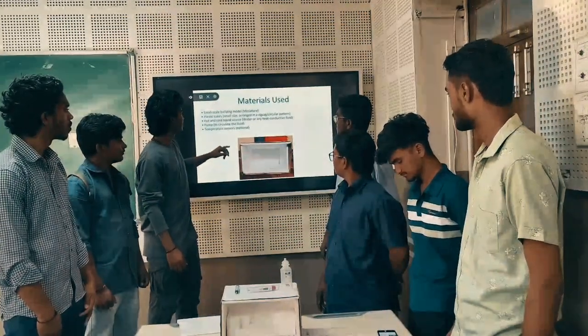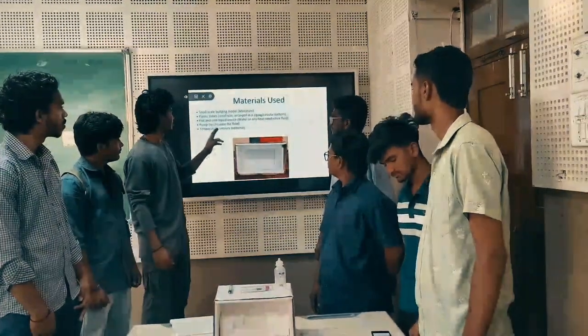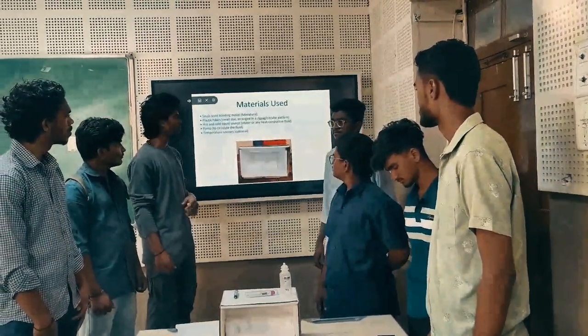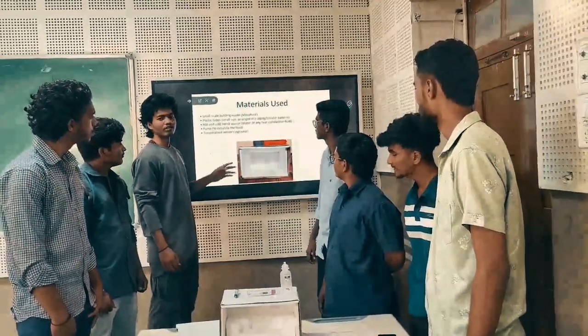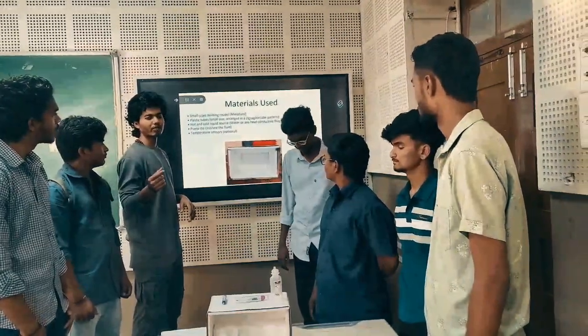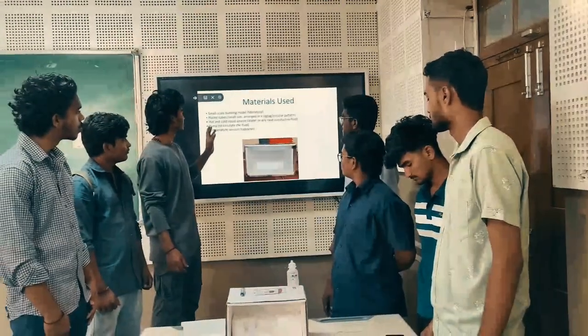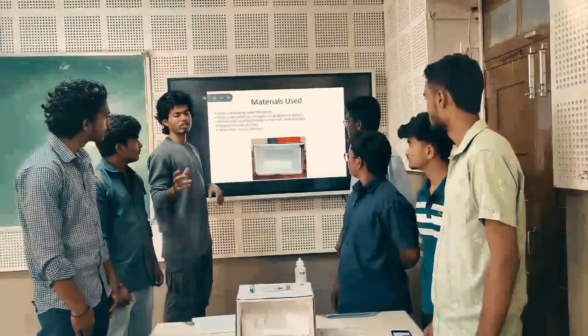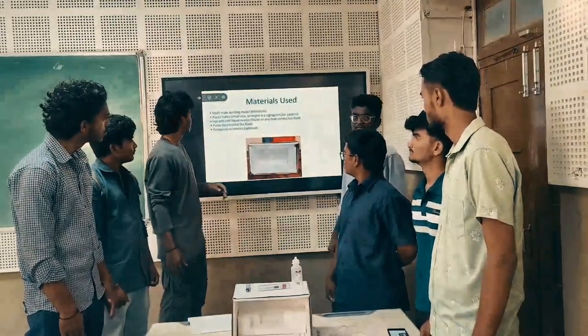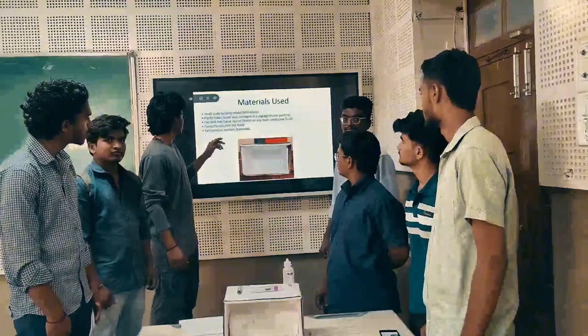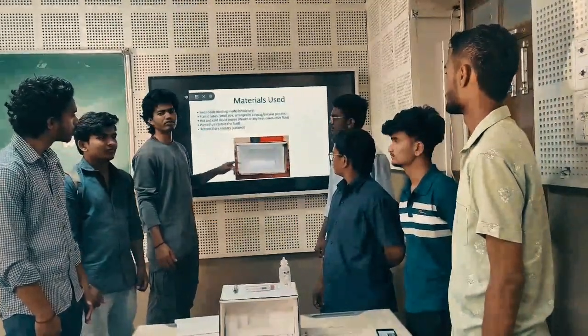So the materials we used in this project are a small scale building model, which we have made from thermocol, then plastic tubes, could be of pipe or steel. Then we have put hot and cold water to moderate the temperature. Then we have used a pump. Then we have used temperature sensors.